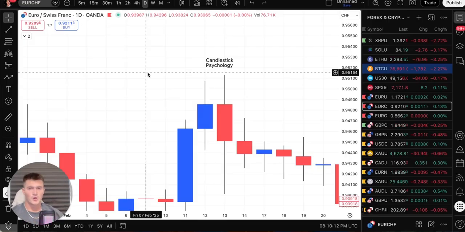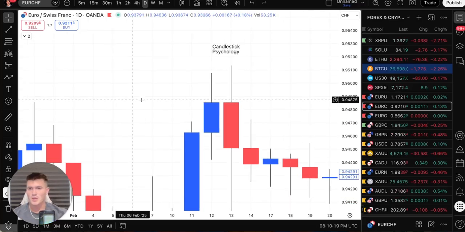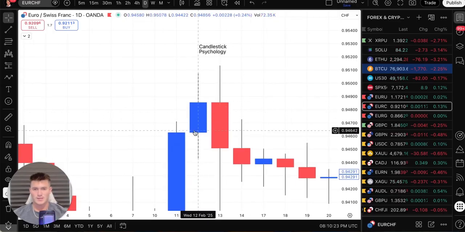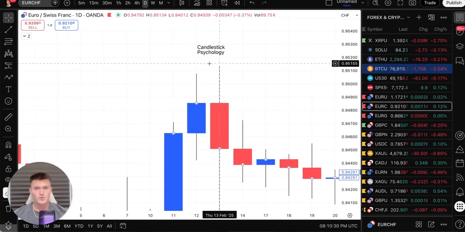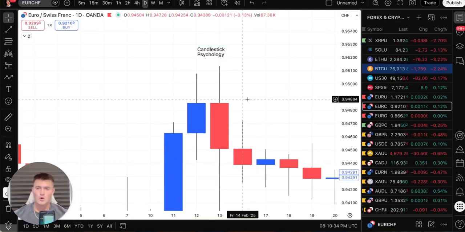Okay, so I think we talked a little bit about this in a previous lesson, but to just go ahead and dive in here, we've got these two candlesticks right here. We've got a bullish candlestick and a bearish candlestick. So what do these candlesticks really represent? That's what we're going to go over right now.